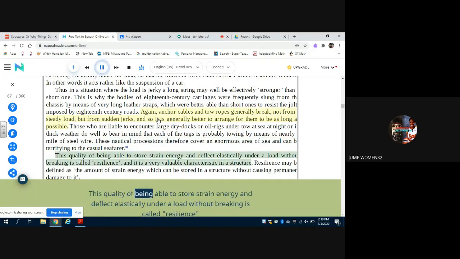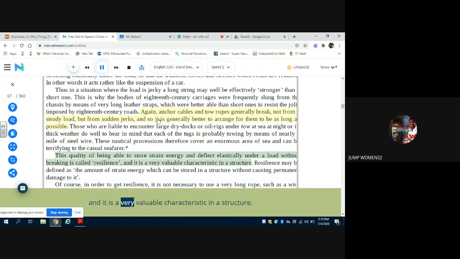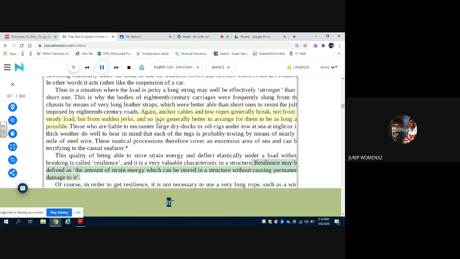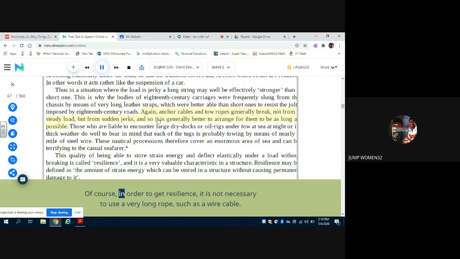This quality of being able to store strain energy and deflect elastically under a load without breaking is called resilience, and it is a very valuable characteristic in a structure. Resilience may be defined as the amount of strain energy which can be stored in a structure without causing permanent damage to it. Of course, in order to get resilience, it is not necessary to use a very long rope, such as a wire cable.